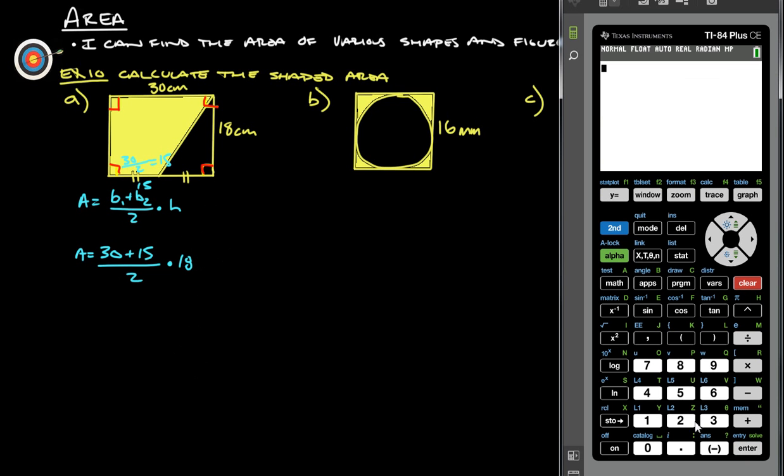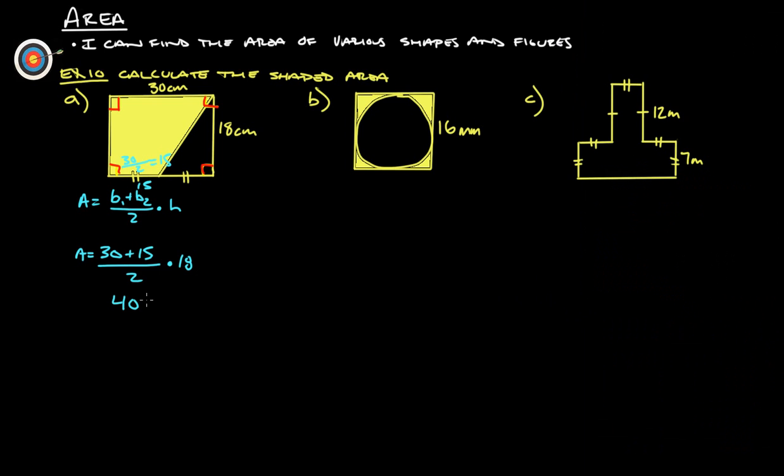So we've got 30 plus 15 is 45, divided by 2 gives us 22 and a half. And then we just multiply that by 18. Okay, and that gives us 405. So this is 405 square centimeters, the area of the shaded piece.